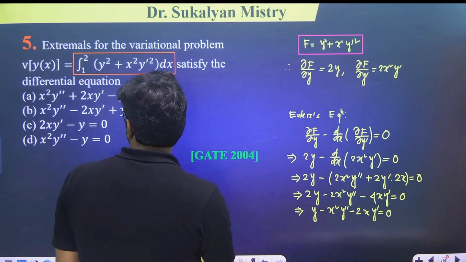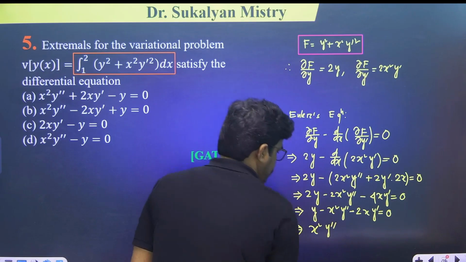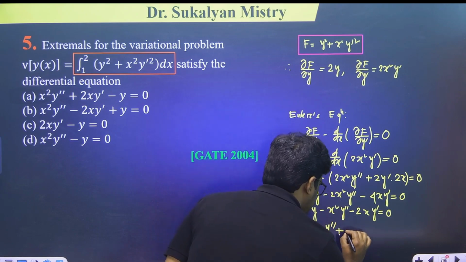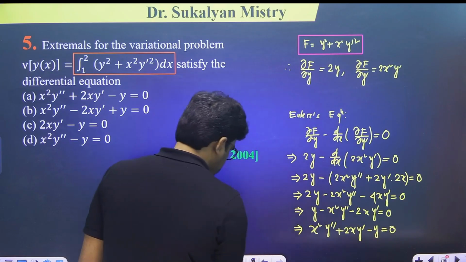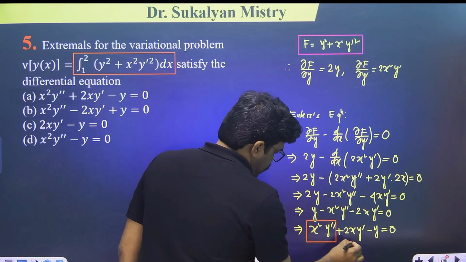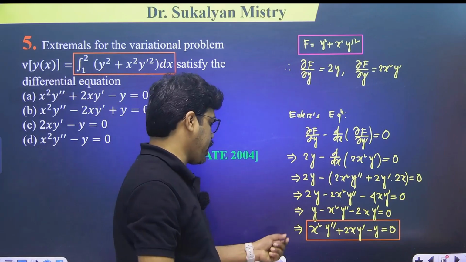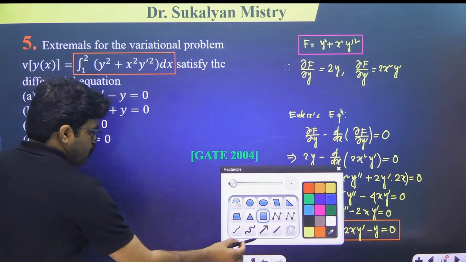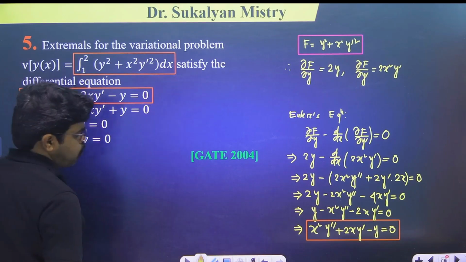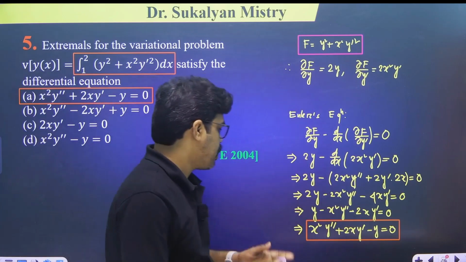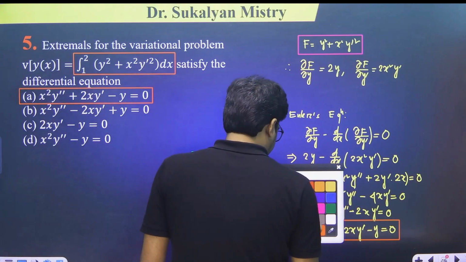Now multiplying both sides by minus sign, we get x square y double dash plus 2xy dash minus y is equal to 0. So this is the differential equation, that is x square y double dash plus 2xy dash minus y is equal to 0. So option A is the correct answer: x square y double dash plus 2xy dash minus y is equal to 0.